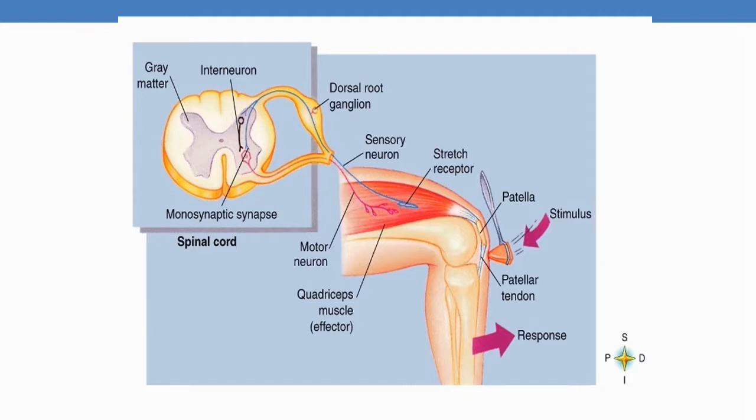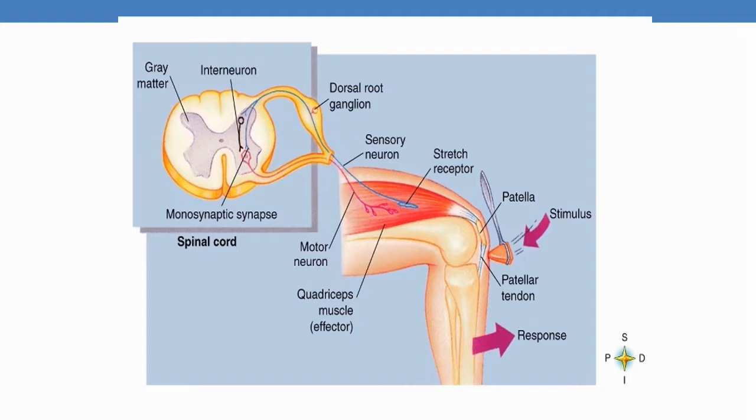So for those of you that have your notes and those of you that are watching the PowerPoint presentation, I have a diagram here of the reflex arc, this time related to the patellar reflex or the knee jerk reflex, and it shows each of these components of the reflex arc. So let's go through this. The stimulus involves a rapid stretch of the muscle. The stimulus is applied by the reflex hammer coming down on the patellar tendon.